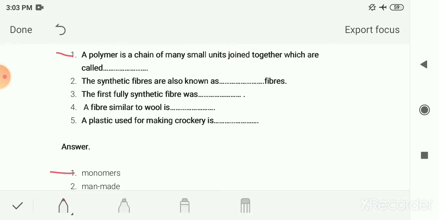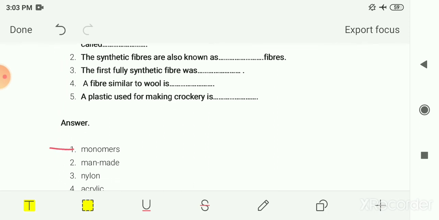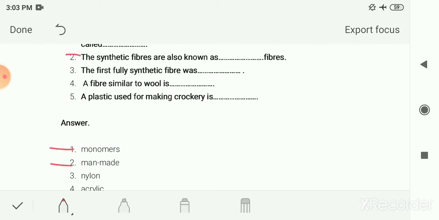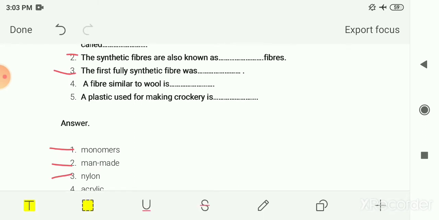Next is, the synthetic fibers are also known as blank fibers. So the synthetic fibers are also known as the man-made fibers or the artificial fibers. So here the answer is given to you, that is man-made fibers. Next is, the first fully synthetic fiber was blank. So the first fully synthetic fiber was nylon. So your answer is nylon.